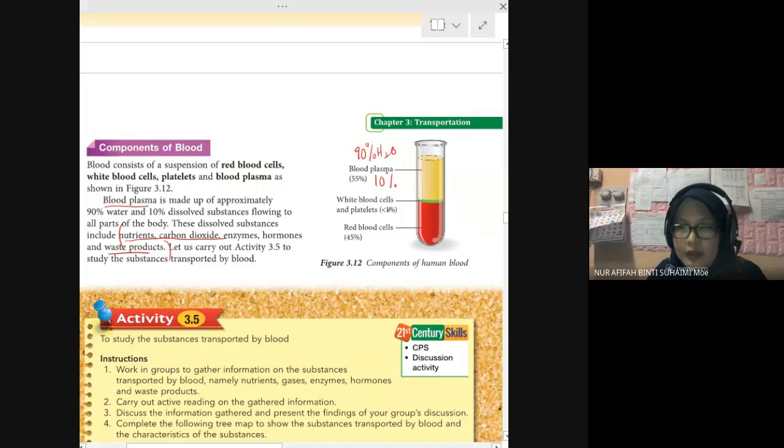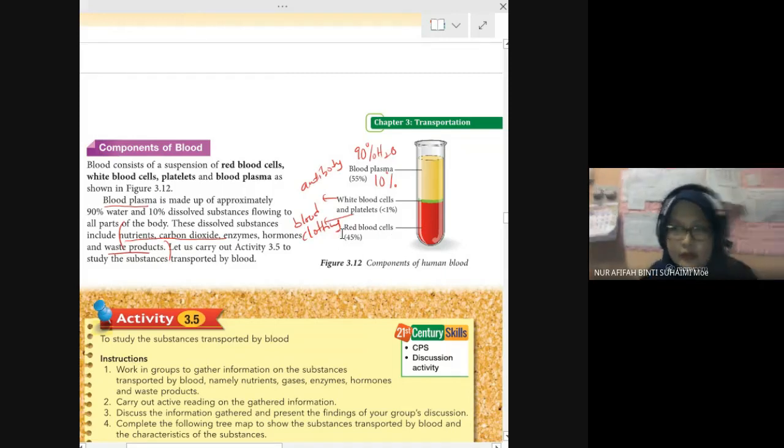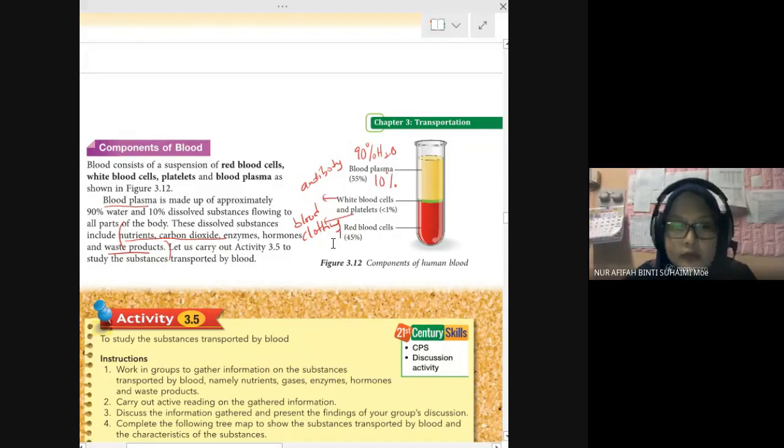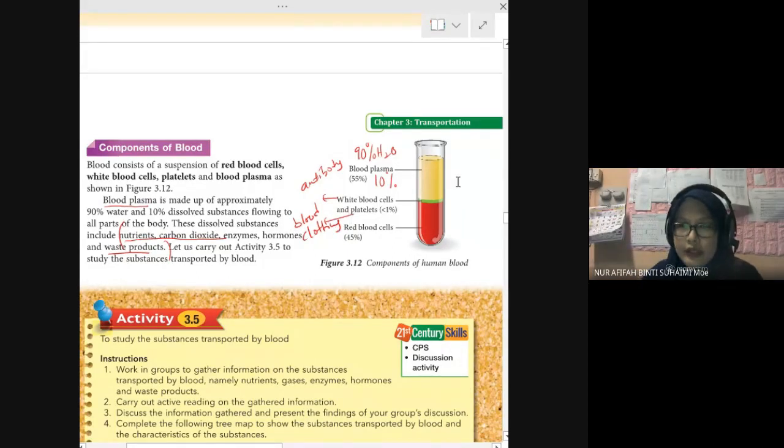Okay, white blood cell and platelet. White blood cell acts as antibody. Platelet helps in blood clotting. And red blood cell transports oxygen. Red blood cell contains hemoglobin. Okay, the components of blood. Can you remember this one? It has blood plasma, white blood cell, platelet, and red blood cells.